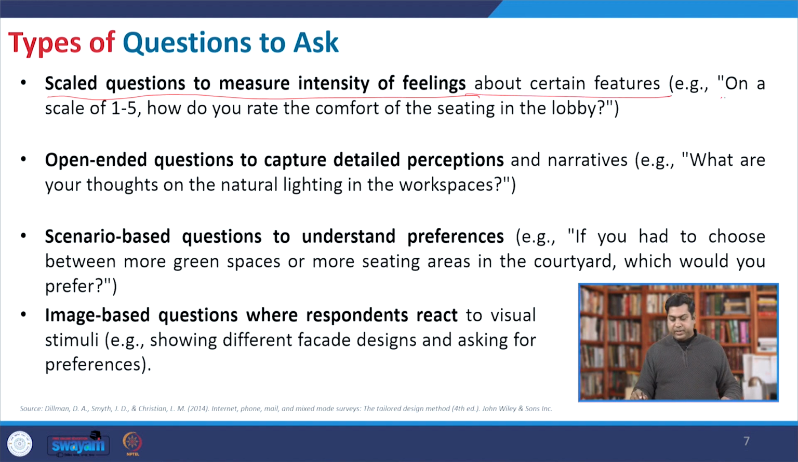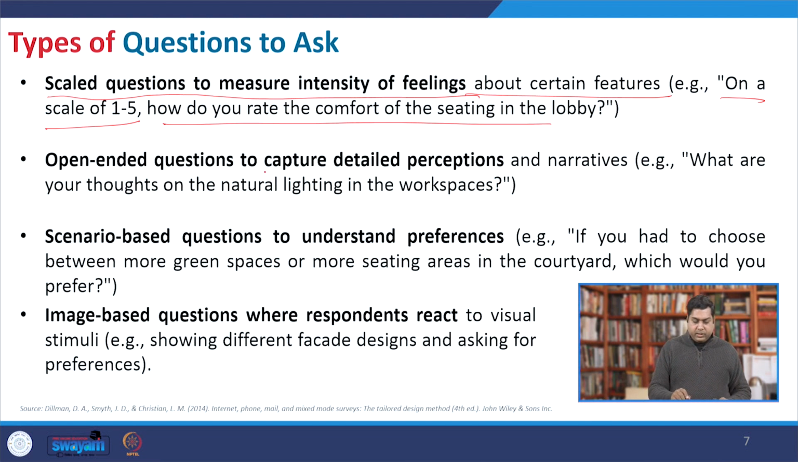Say, for example, on a scale of 1 to 5, how do you rate the comfort of sitting in a lobby? It is all about qualitative data, but giving a certain scale, where 1 may lead to something very uncomfortable, or 5 means very comfortable, or maybe in between there will be a neutral point, or else it is not a neutral point, it is actually a unipolar scale, where you just measure a degree of comfort. So, 1 is very low and 5 is very high, in that manner.